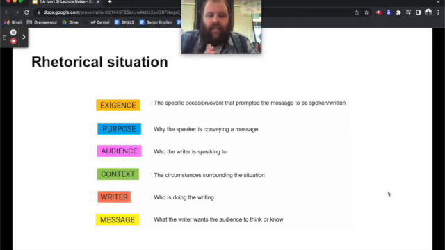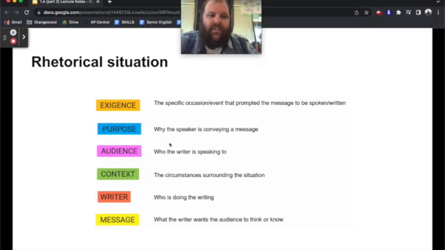So let's quickly review the parts of the rhetorical situation. There are 6. And hopefully by now you've been working with those terms, maybe made a Quizlet or old school index cards, something to get those terms across.